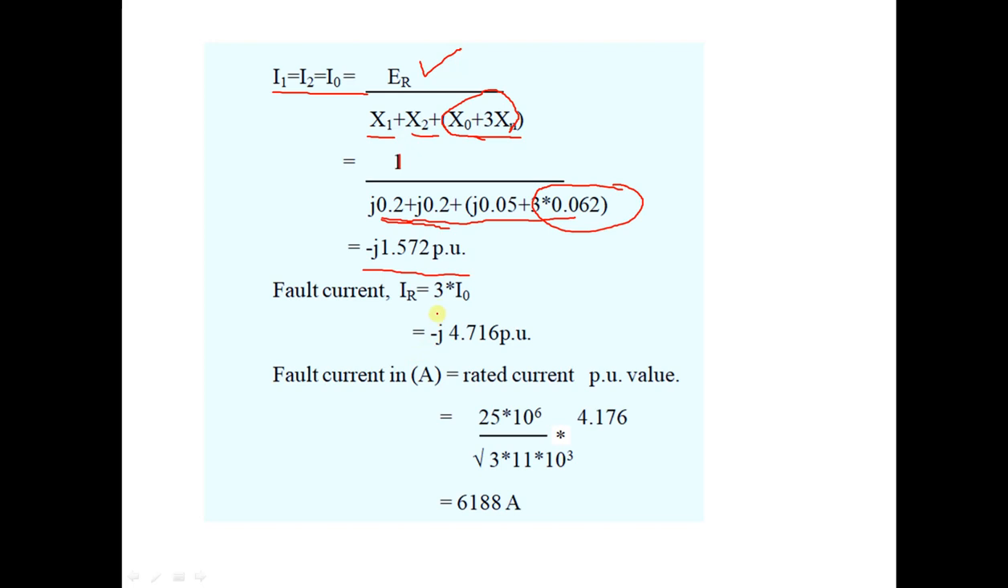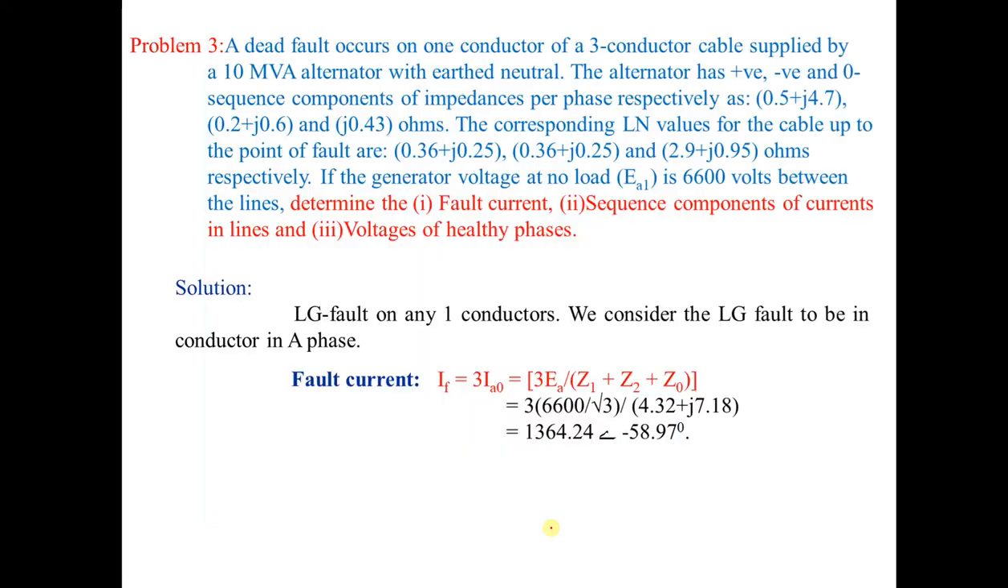So here fault current is 3 times of I naught, right? So 3 into the given answer from the previous, and fault current will be equal to the rated current per unit value. Here it is 25 MVA by 3 phase, root 3 into 11 kV, okay, into the fault current required, the fault current we obtained. So the final answer is 6188 amps.